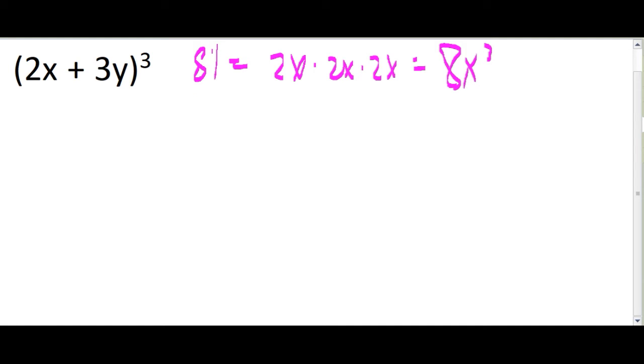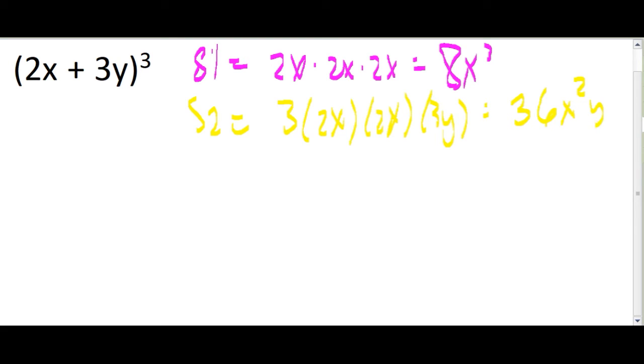Next, step number 2. Get the product of the square of the first term. So, dalawang first term ang susulat ko dito. Then, the last term. 3 times 2 is 6. 6 times 2 is 12. 12 times 3 is 36. Then, x squared y.